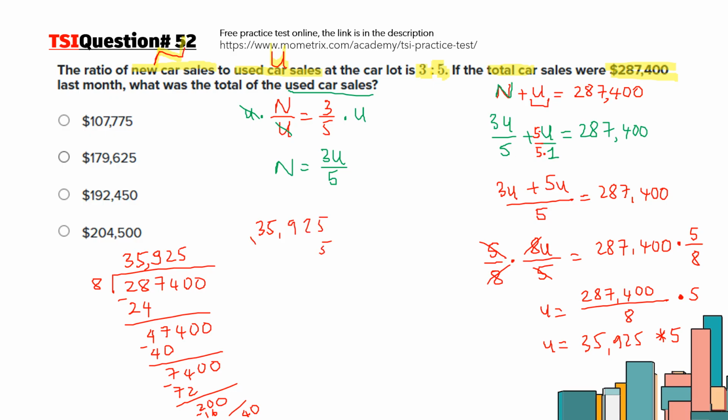925 times 5. 5 times 5 is 25. We write 5, remember 2. So 5 times 2 is 10, remember 2, you get 12. Write 2, remember 1. 5 times 9 is 45, remember 1 is 46. Write 6, and then remember 4. 5 times 5 is 25, remember 4 is 29. Write 9, remember 2. 5 times 3 is 15, remember 2 is 17.